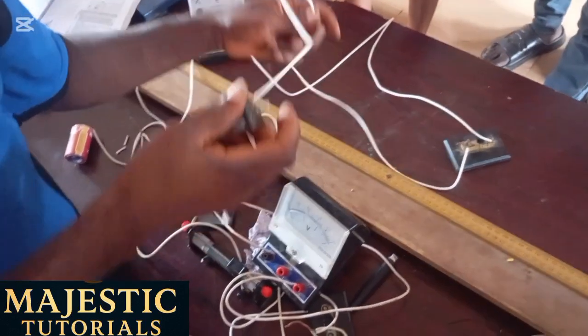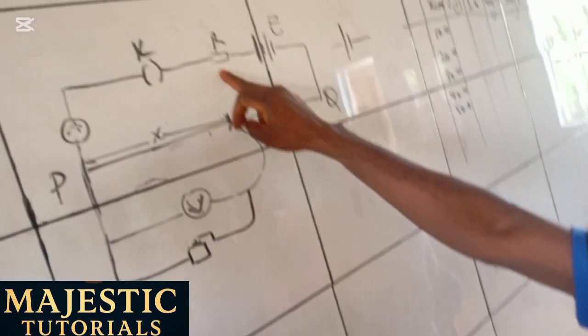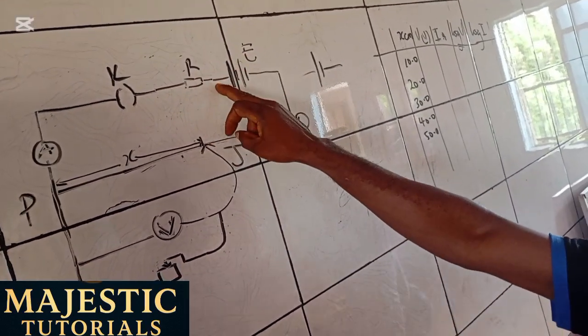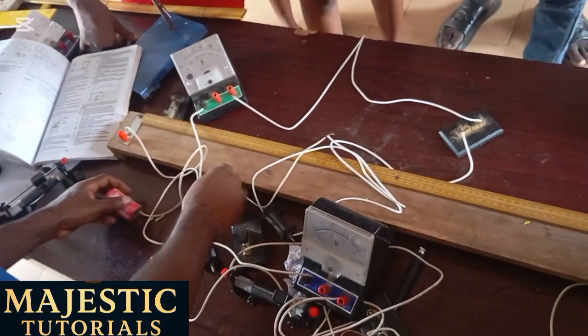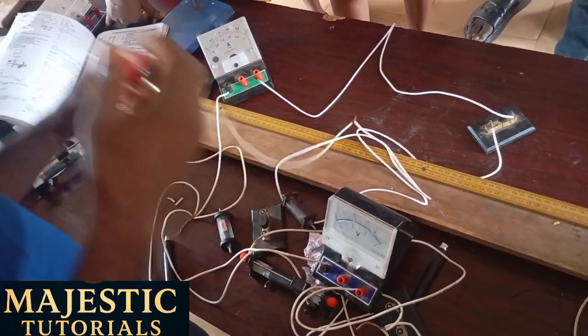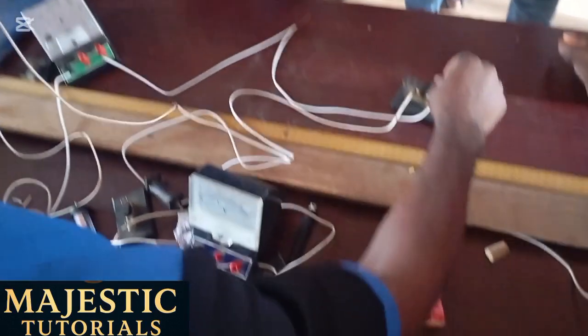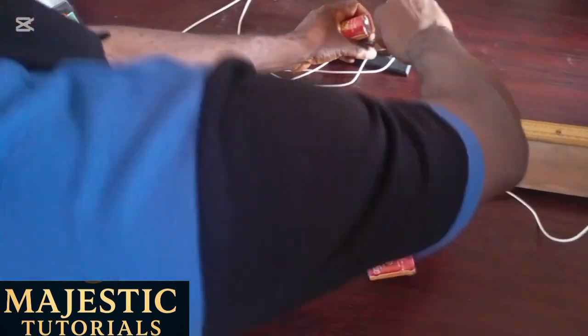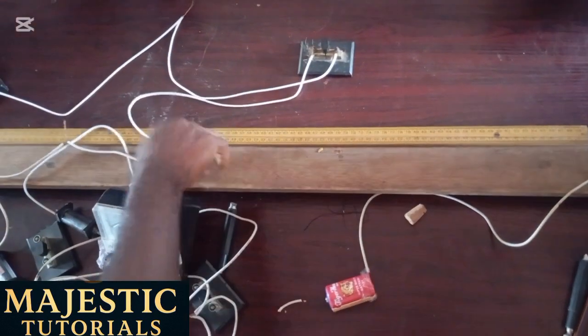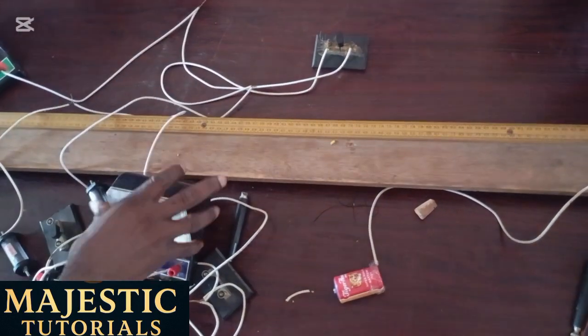has been joined to the standard resistor. This is the standard resistor. Wire from here join here, and then the remaining part of the standard resistor has been joined to the battery as shown, joined to the battery. Now the connections are done. There's no wire that is free again.